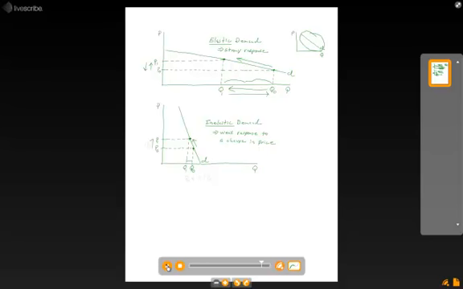So if the price goes up, let's say by 1%, your quantity demanded is going to go down by less than 1%. Let's just say 0.5% or 0.75%. If the price goes down by 1%, quantity demanded is going to go up by less than 1%.